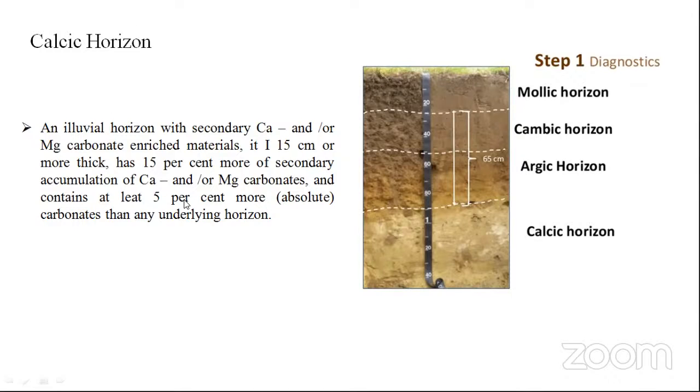These are the measurable soil properties. You can expect 5% or more carbonates, with less than that in the underlying layers beneath. So the calcic horizon, the word itself says, is an illuvial horizon with secondary calcium and or magnesium carbonate enriched materials. This is regarding the calcic horizon. Remember, this keyword is very important.